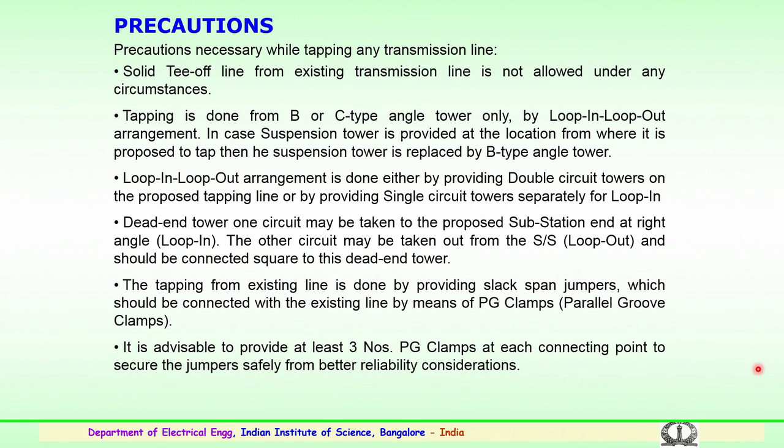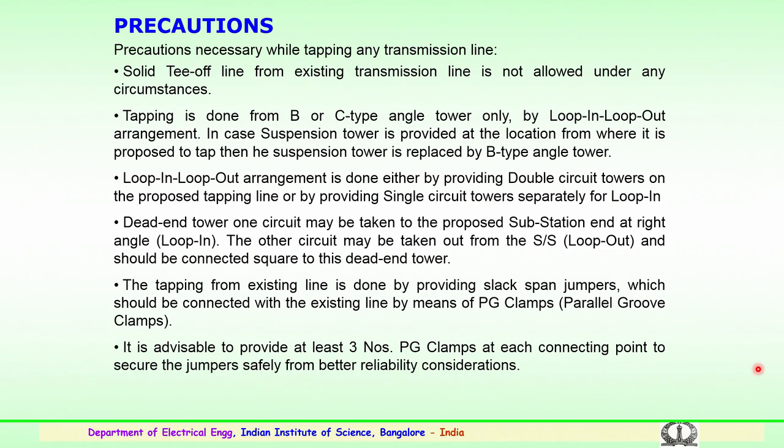A solid tee off line from the existing transmission line is not allowed under any circumstances. You cannot take the connections from the existing line with a solid tee off. Tapping is done from either a B or a C type angle tower only, by the loop in or loop out arrangement as indicated earlier.